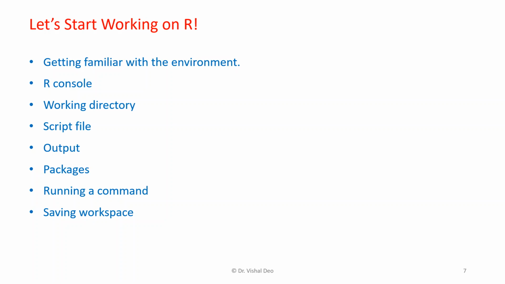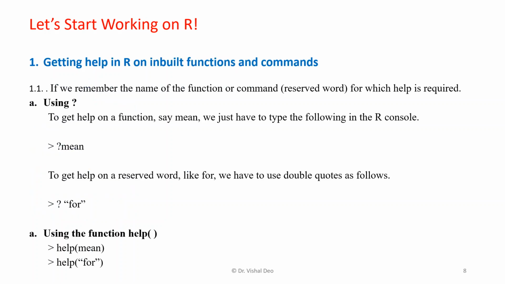Now, running a command we have seen, and saving workspace we have talked about briefly. Now let's start working, which is the best way to learn R. That is the best way to remember how to use R: when you do it on your own. Hands-on practice is important. So first, let's start with the basic things: how to get help in R, because that is what we'll need if we are learning R on our own.